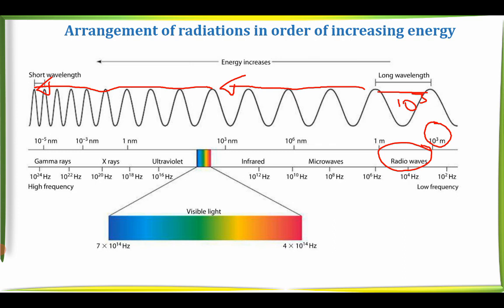So what I want you to look at, to consider, is that as we are moving from radio waves, which have greater wavelengths, to the far left, let's say to gamma rays, there is an increase in energy. Gamma rays have more energy than the X-rays and the rest of the radiations, which are to the right. So as you move from radio waves to gamma rays, energy tends to increase.